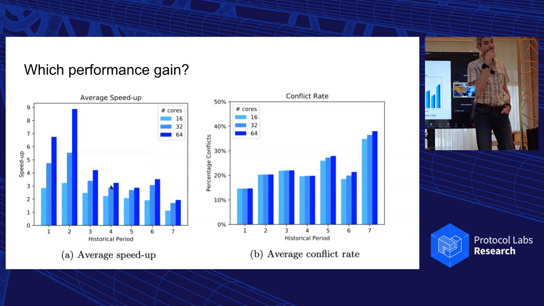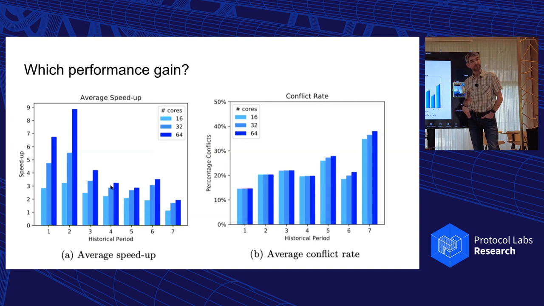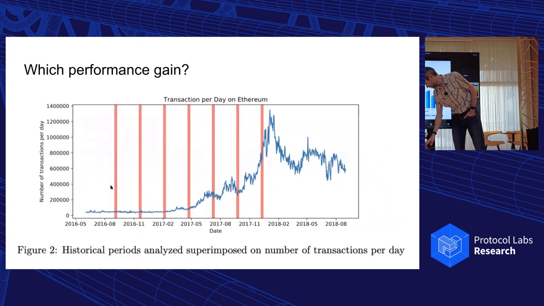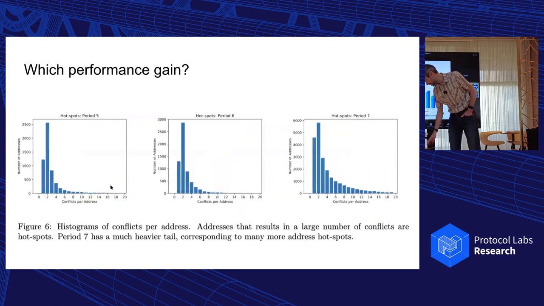I'm curious about the conflict rate, because you said CryptoKitties, obviously everyone was transacting on basically the same contract. Yes. That was 7. Okay, so that makes sense, because you would expect that the more applications, the more diverse. No, CryptoKitties is this 7 one. These are the 7 periods, and this is the CryptoKitties period. This is also why we observe a much higher number of transactions.